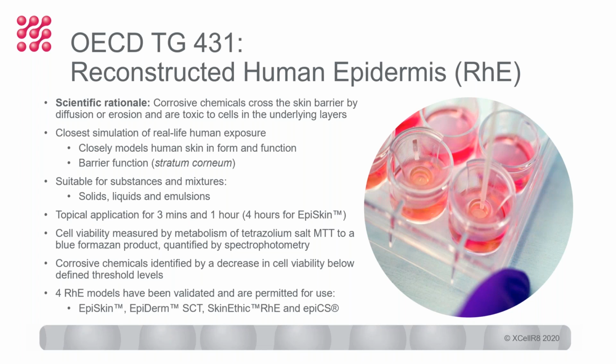This model is suitable for substances and mixtures, and it's used regularly for solids, liquids and emulsions. And the method involves a topical application of the chemical or product onto the surface of the skin for 3 minutes and 1 hour. So just thinking back to the definition slide, these were the time points that were originally used in the Draize rabbit test, and that's why they were chosen in parallel to develop this in vitro method.